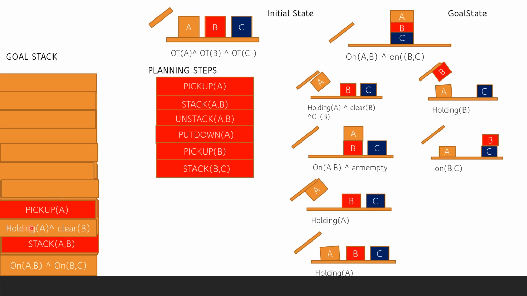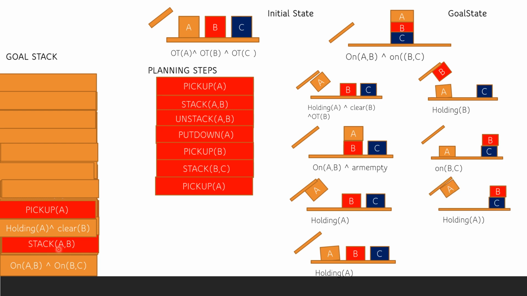Next set of conditions is holding A and clear B. Holding A and B is clear. Both are satisfied. They'll be removed from the stack. Stack AB. Now we can add this operation into the planning step. We have added it, and it will be removed from the stack, and this will be our final state. And now we'll check with our final set of predicates, on AB and on BC.